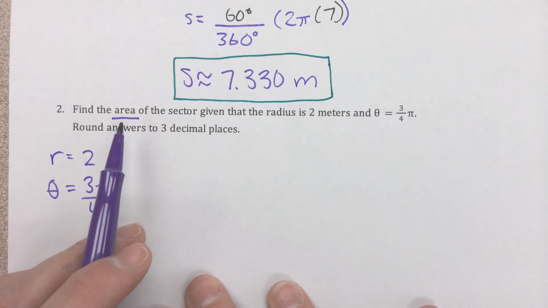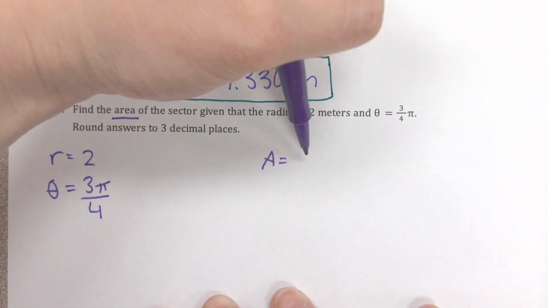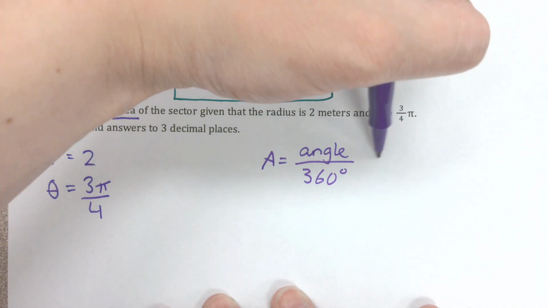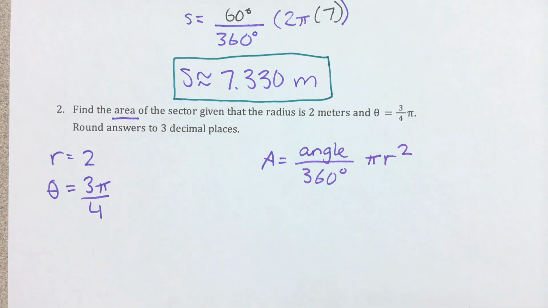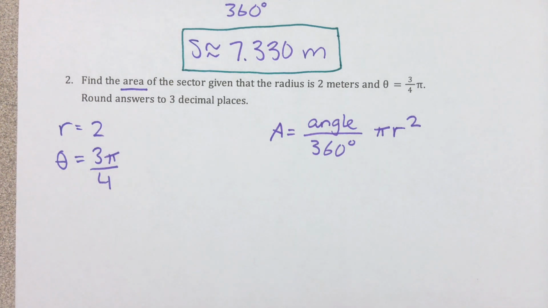This time we're using area, so we need the second formula. A equals angle over 360 pi r squared. Are you gonna give it to us on the test with A and S? A and S, yes. Yep, you just have to know what A and S mean. Reminder, theta must be in degrees for these formulas to work. So since this is in radians, we're going to have to convert before we can plug it in.